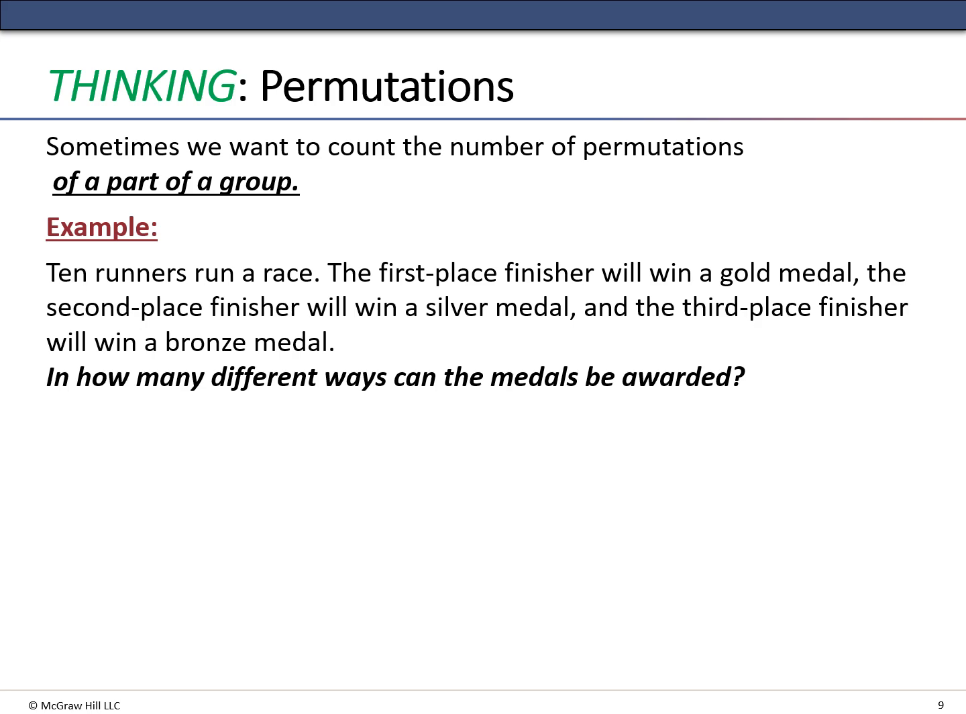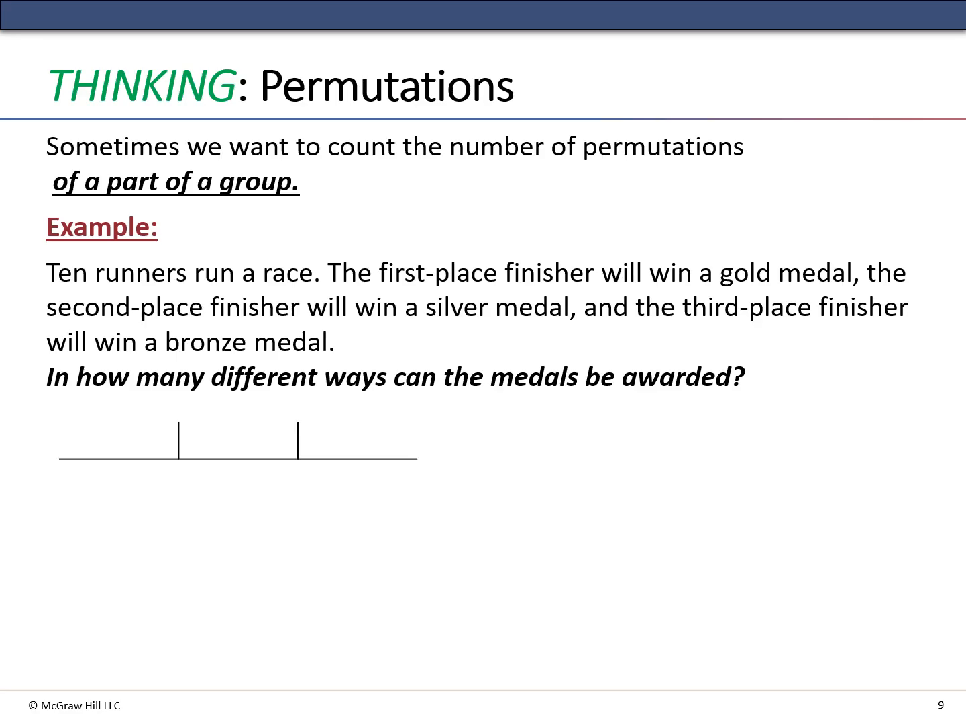Sometimes we want to count the number of permutations of a part of a group. For example, 10 runners run a race. The first place finisher will win a gold medal, the second place finisher will win a silver medal, and the third place finisher will win a bronze medal. In how many different ways can the medals be awarded? Hit pause and see if you can do this. Again, you can use the hangman method, which we've been using. And we're going to also look at permutations.